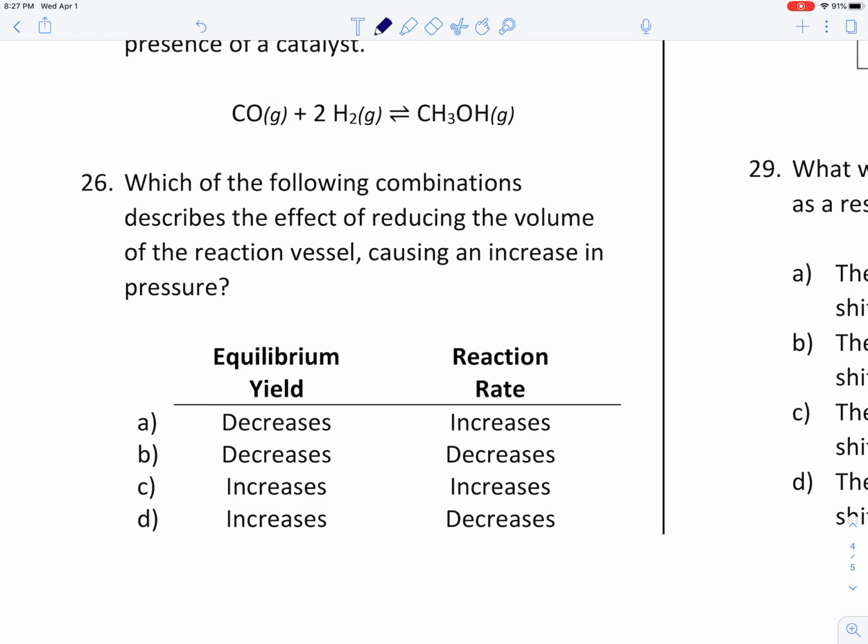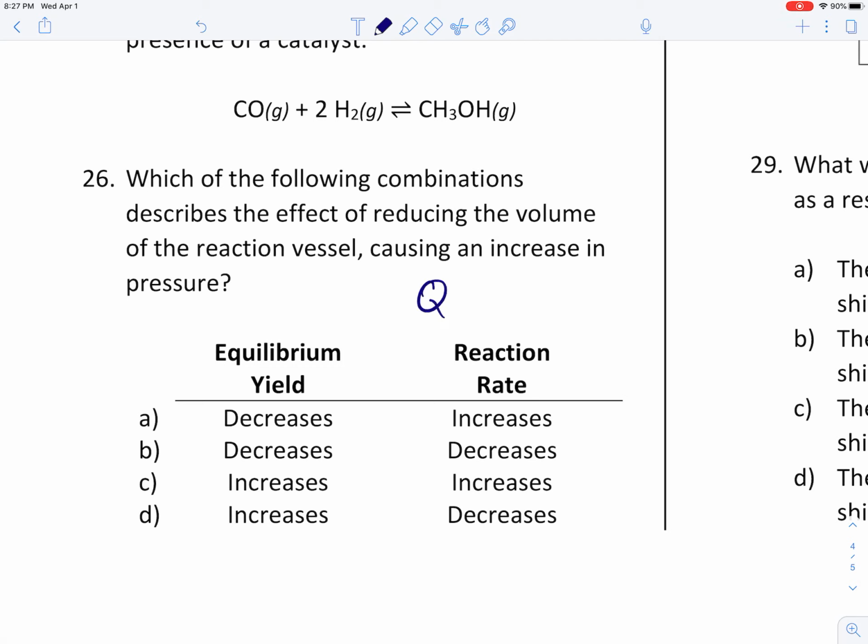So this is, again, Le Chatelier's principle. Which of the following would describe the effect of reducing the volume of the vessel, which creates an increase in pressure? We want to see what would happen to the yield, the amount of product being produced, and the rate of the reaction. Well, this is Le Chatelier's principle, so let me write the expression for Q. Q for this reaction would be concentration of methanol divided by the concentration of carbon monoxide and hydrogen squared.